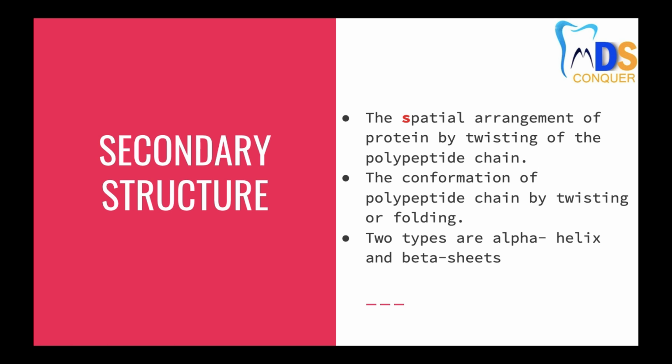The secondary, you can remember it as SS, that is the spatial orientation or the arrangement of the proteins by twistings of the polypeptide chain is called the secondary. The twistings and all these foldings will come under the secondary structure. And secondary structure is categorized into 2 types, that is the alpha helix and the beta sheets. It is mainly alpha helix compared to the beta sheets.